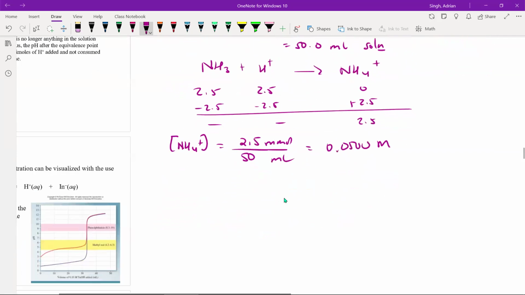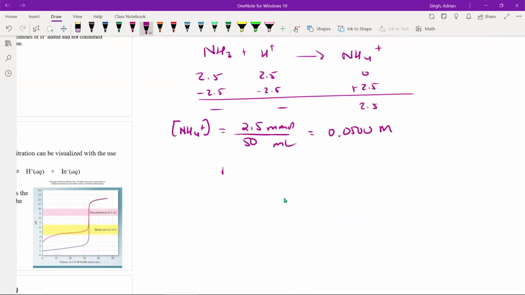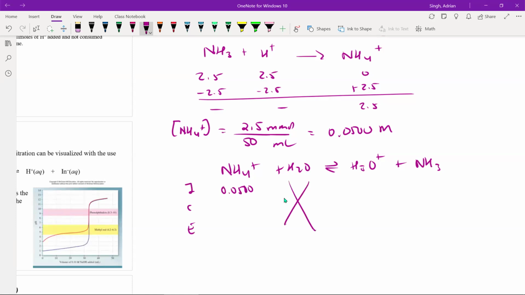So at the equivalence point, we have our NH4 plus that is going to react in water as an acid. It will donate H plus to H2O to form H3O plus, and we also get the NH3. Now we can do our new ice table. So we have our 0.0500. I'm not concerned about the water. None of this to begin with. We're going to lose X amount, and gain X amount of these. We end up with 0.0500 minus X, X, and X.